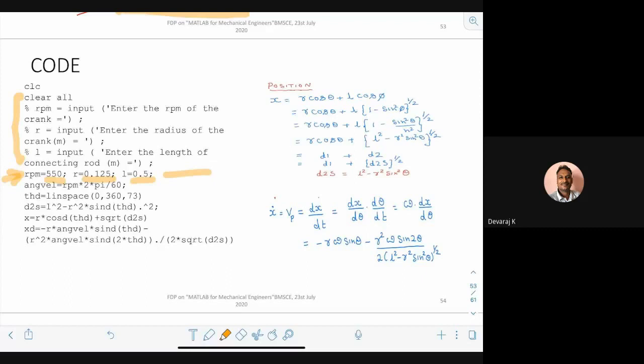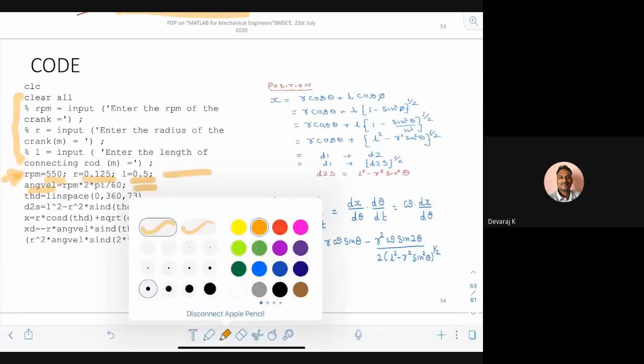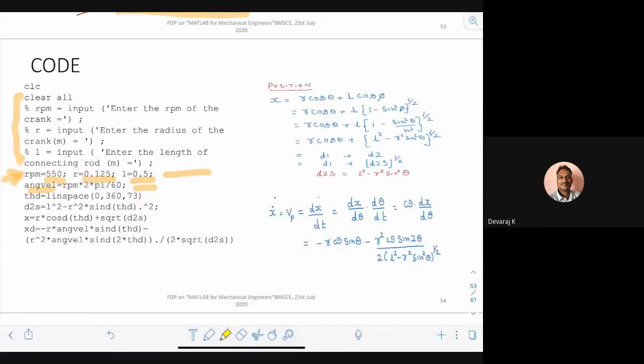Now, it's my duty to get omega, because we have not written the equation in terms of RPM. So omega is 2 pi N by 60. You can calculate omega here. So this step gives you the angular velocity.